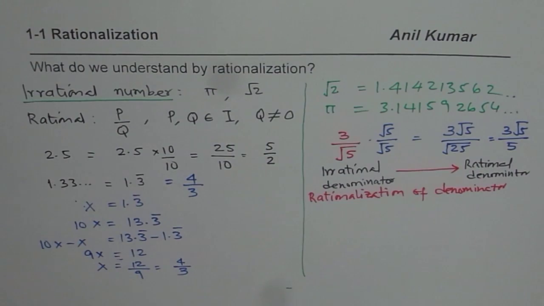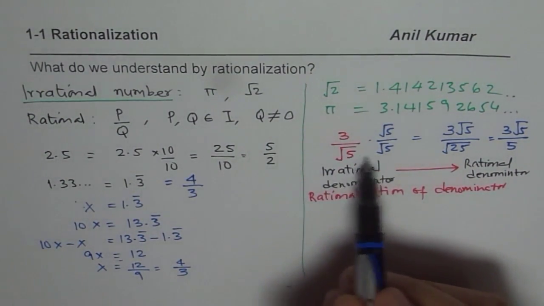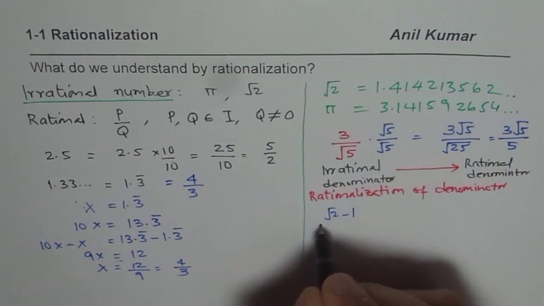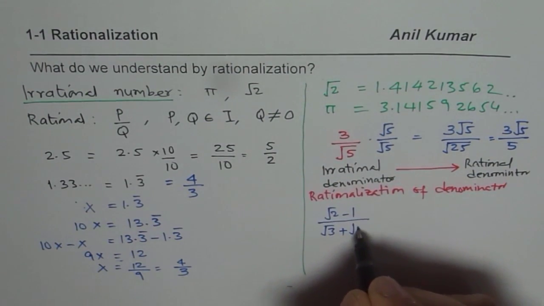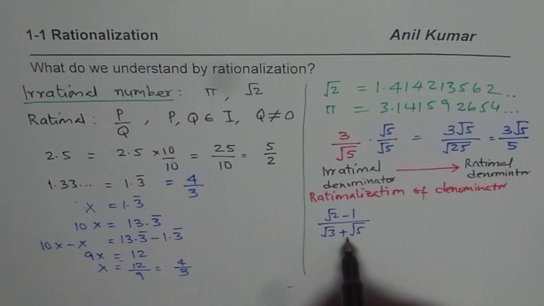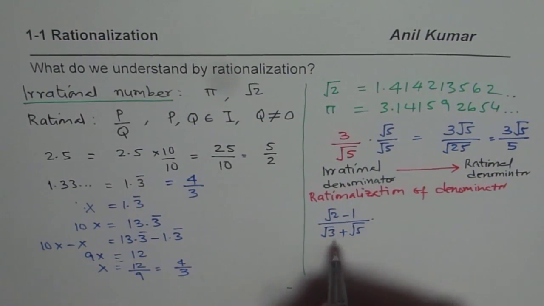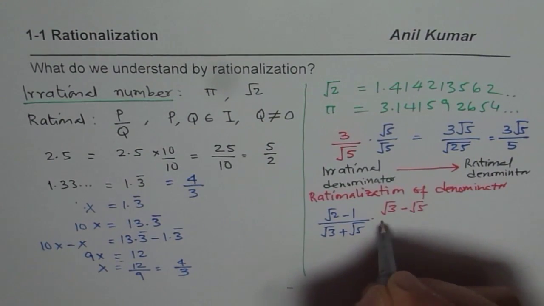So at times you could also have examples where we may have two terms in the denominator. For example, let me just take another example now. Let's say square root 2 minus 1 divided by, let me just write any number here, square root 3 plus square root of 5. Now in this particular case, the denominator has two terms and both of them are irrational. Their combination is also irrational. Now how to rationalize these in such cases? We have to multiply and divide by square root of 3 minus square root of 5.